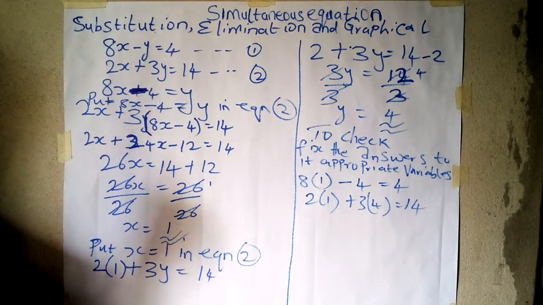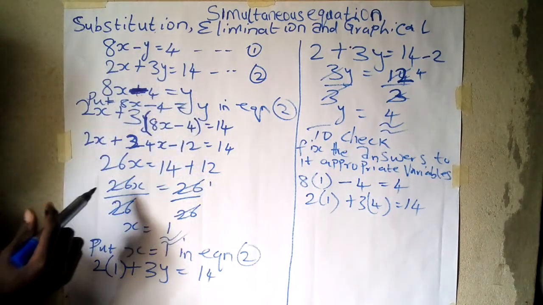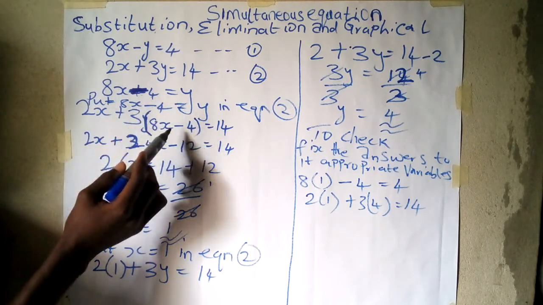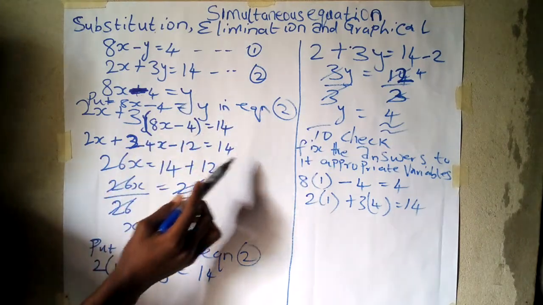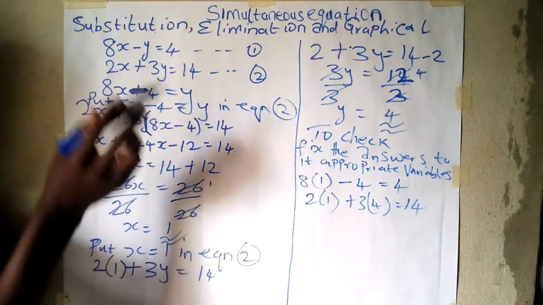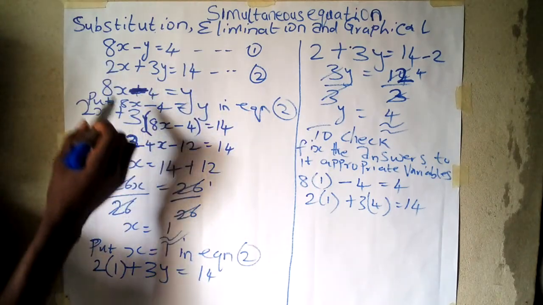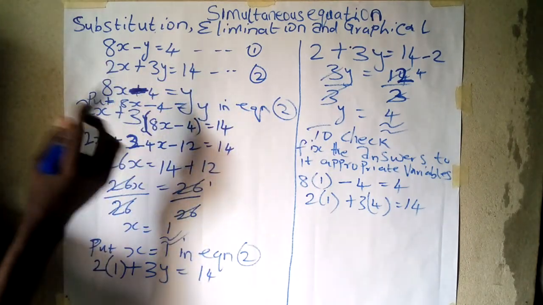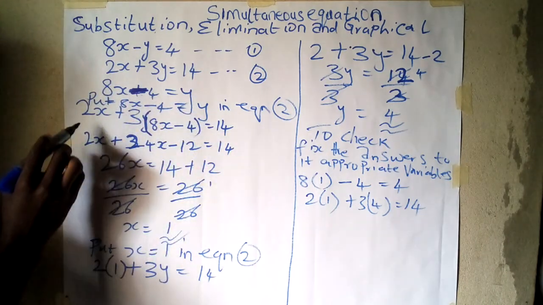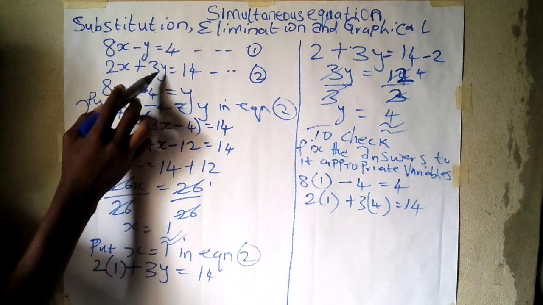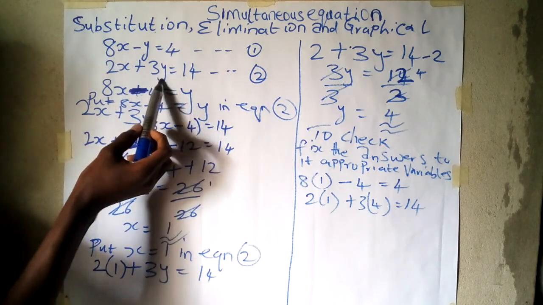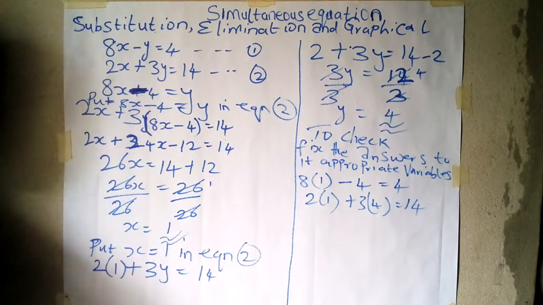Now, as the name implies, the substitution method implies that we should substitute 8x minus 4 is equal to y in equation 2. Meaning wherever you see y, you substitute it with 8x minus 4. And that is just what we have done here. 2x plus 3, where we had bracket 8x minus 4, which represents this y, is equal to 14.